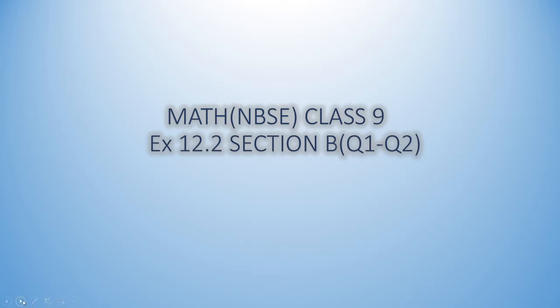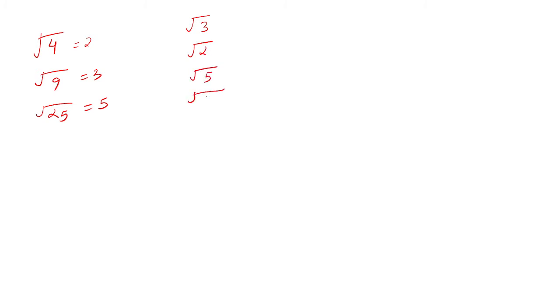Before we begin with the first two questions, I wanted to teach you an important concept we'll be using. You know how to find root 4, root 9, root 25. This is fairly simple, right? You can write these as 2, 3 and 5. But what about the values of root 3, root 2, root 5, root 7? How do you find these values? There's a formula for that.